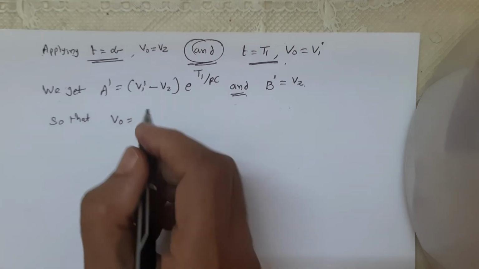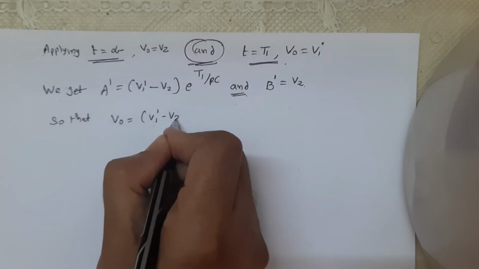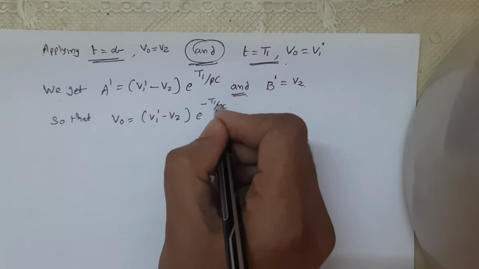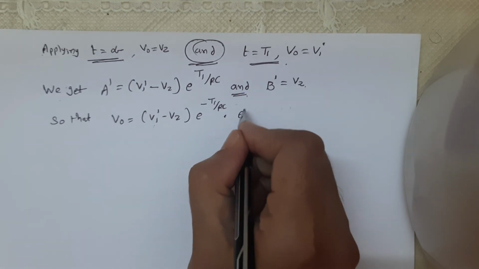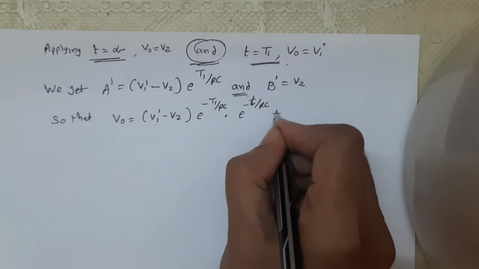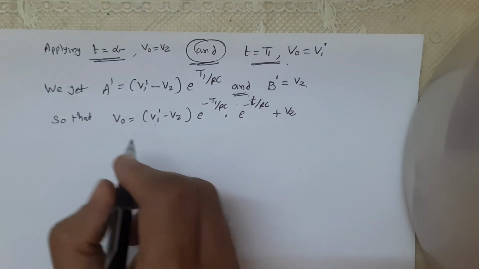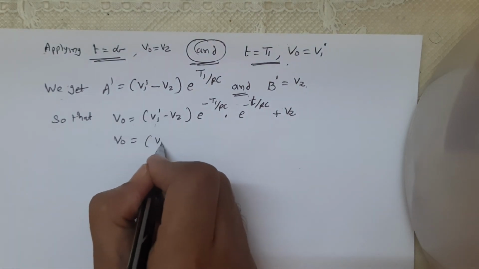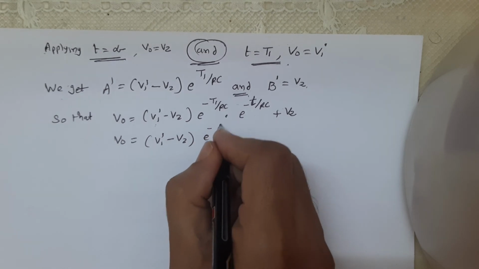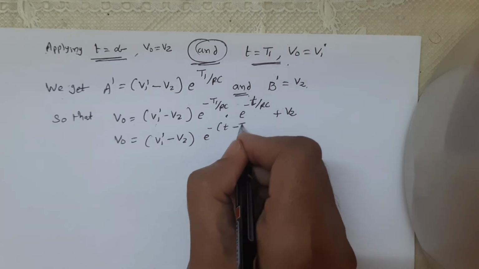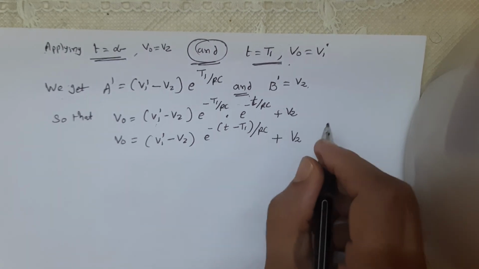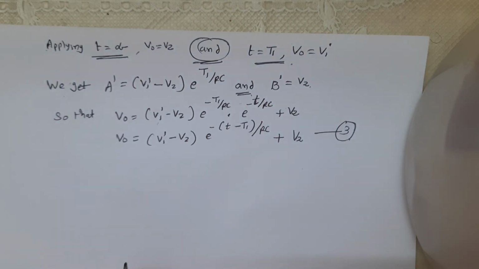So that Vo is equal to V1 dash minus V2 e raised to minus T1 upon RC into e raised to minus t upon RC plus V2, and finally Vo is equal to V1 dash minus V2 e raised to minus (t minus T1) upon RC plus V2. This is our equation 3.